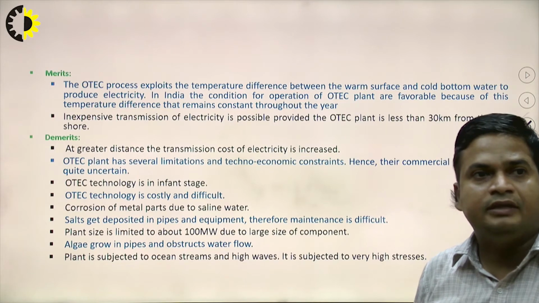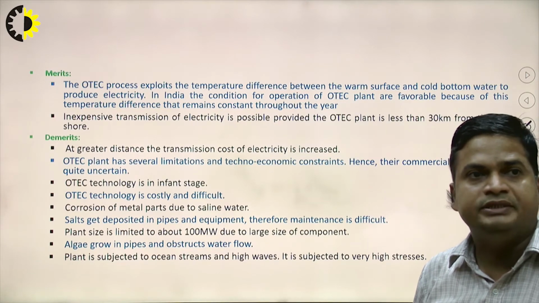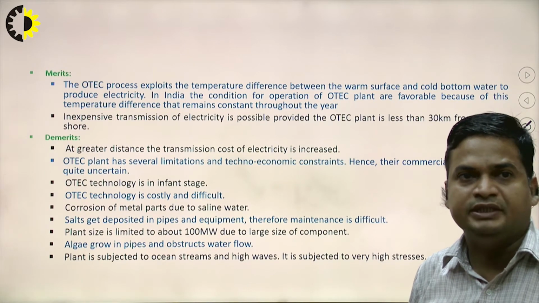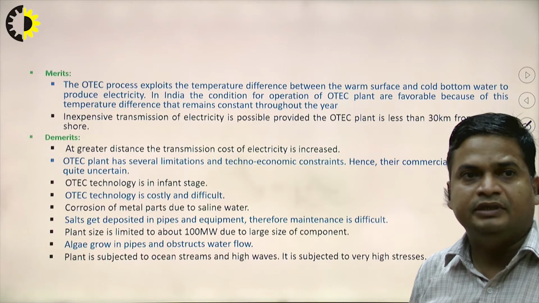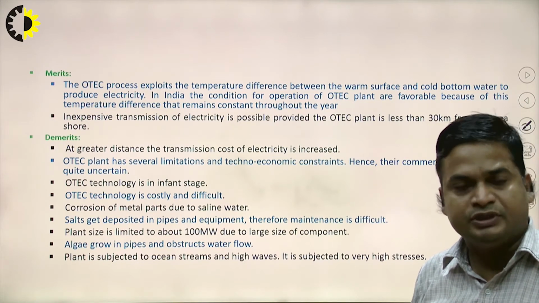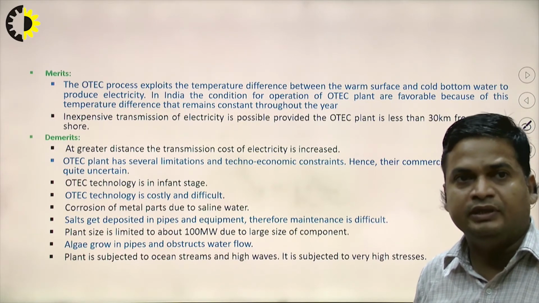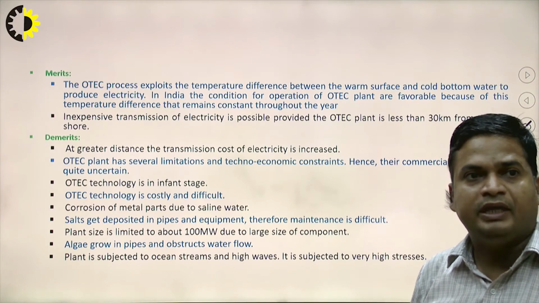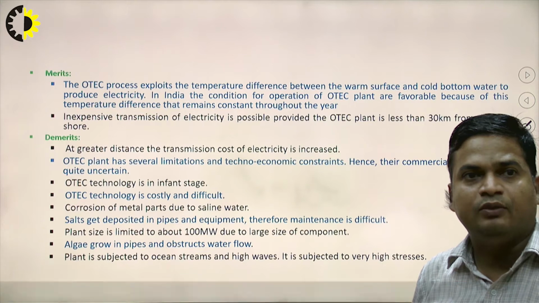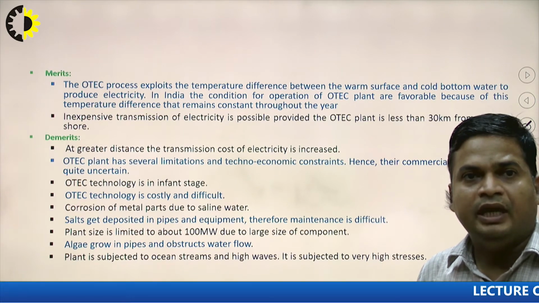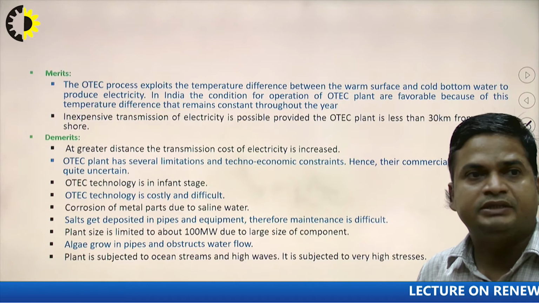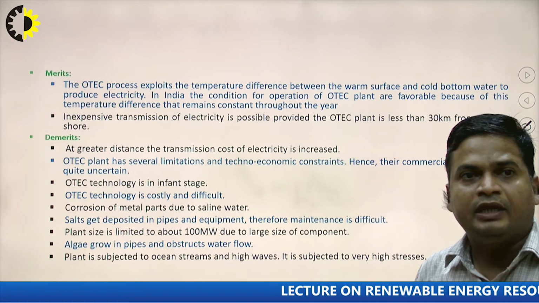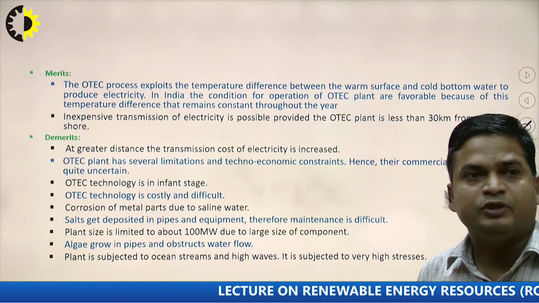There are certain disadvantages of this OTEC. At greater distance, the transmission cost of electricity is increased. There are certain losses, and transmission cost is also there when the load center is more than the desired distance. OTEC plant has several limitations and techno-economic constraints, hence their commercial prospects are quite uncertain.